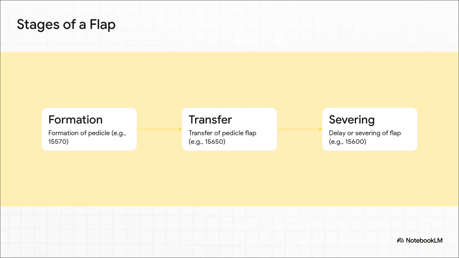Since pedicle flaps rely on that connected blood supply, they usually aren't a one-and-done surgery. They are actually coded in chronological stages, meaning you'll use different codes depending on where the flap is in its lifespan. Step 1 is the initial formation, like code 15570 for forming a pedicle on the trunk. Step 2 is the transfer, like code 15650, which covers moving that flap to a new spot. And finally, Step 3. Once the flap has fully healed over the new wound and grown its own blood supply, the surgeon cuts that original tether. We call this severing the flap, represented by codes like 15600. So remember, it's a journey, and you have to code the specific stage happening on that day.